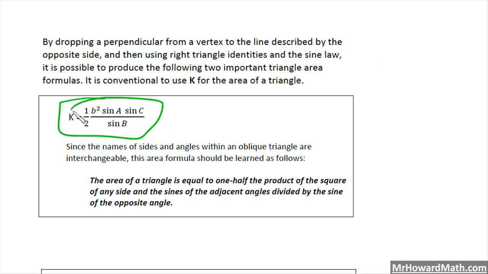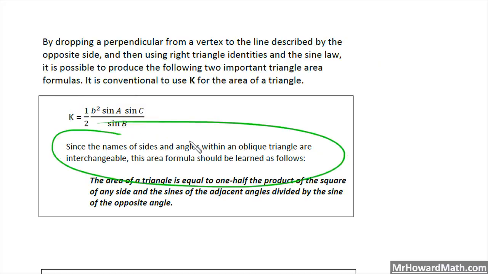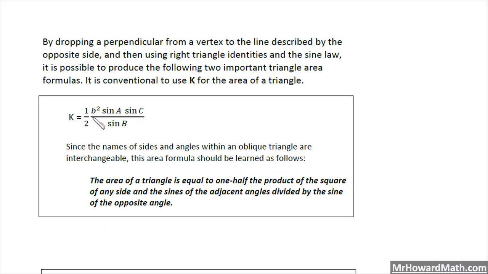This area formula, where K is used for area, can also be used. They point out here in these notes that you can rearrange this formula, replacing A, B and C with various angles and so forth, and still make the triangle work. What they mean is that instead of 1/2 times it, I usually just put 2 on the bottom. So we could also write it this way: instead of B squared, we could have side length A squared, and we would need sine of B and sine of C on top, all over 2 times sine of A.